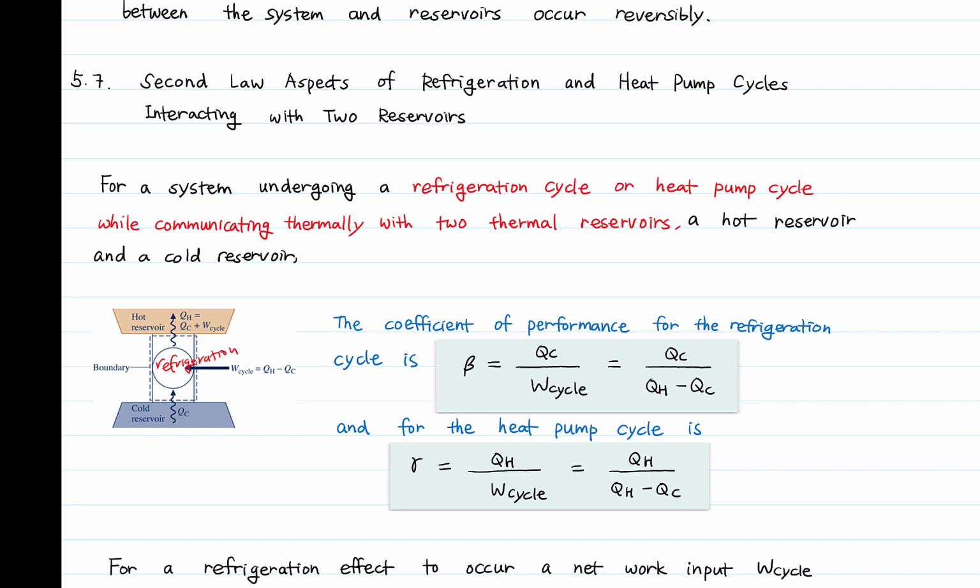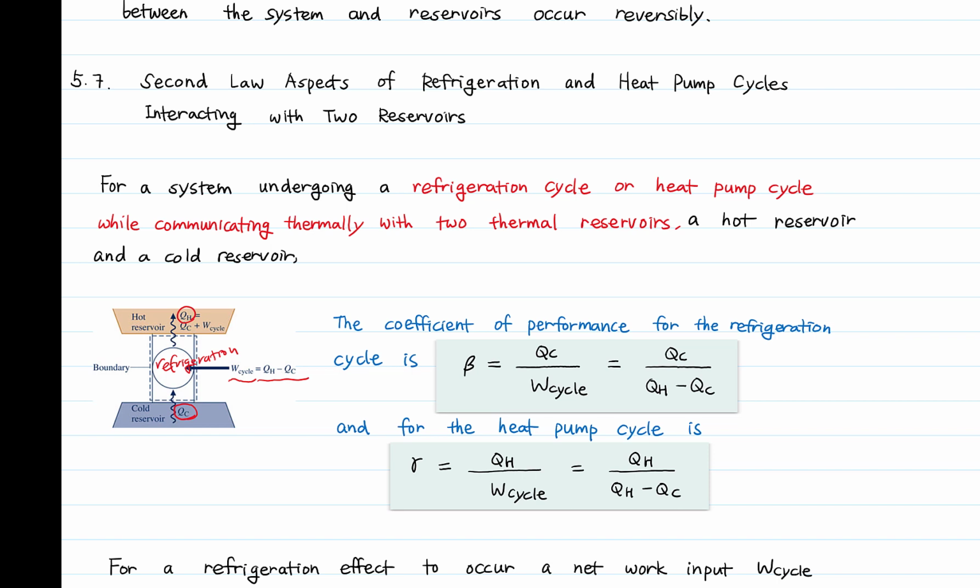So it operates between two reservoirs, a hot reservoir and a cold reservoir. Heat is transferred from the cold reservoir. And here we have QH going up to the high temperature heat source. Naturally, heat is not transferred from a low temperature to a high temperature. So work needs to be provided to make it happen. So work provided is QH minus QC. So this is a refrigeration system.